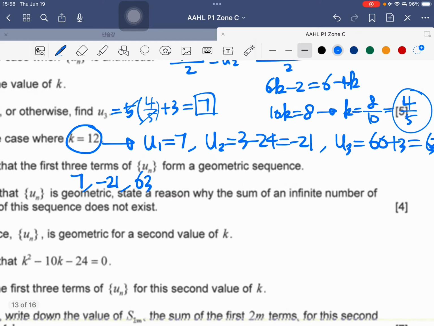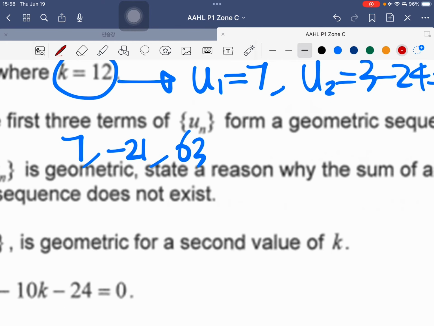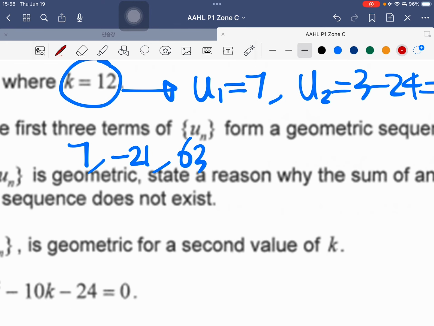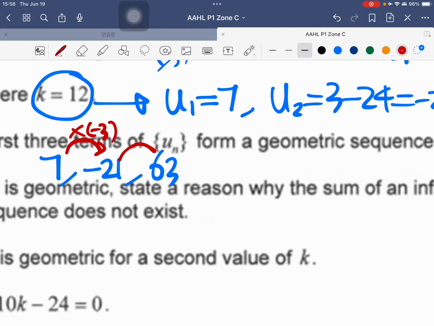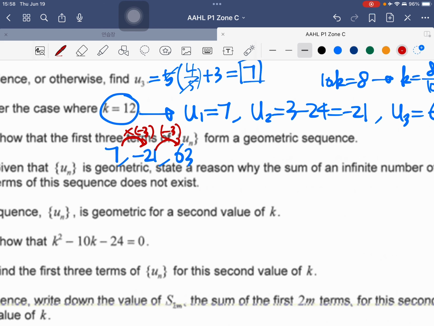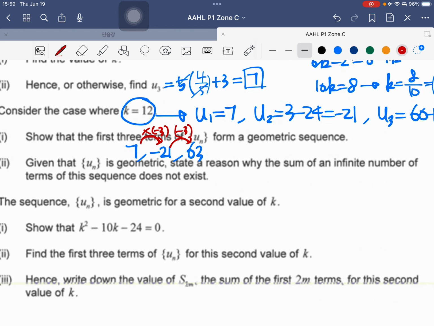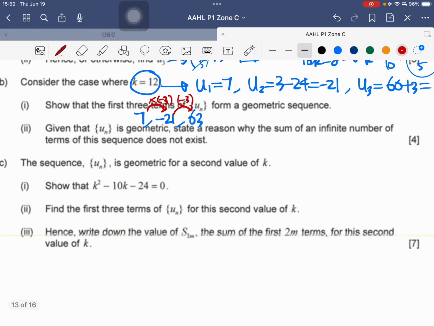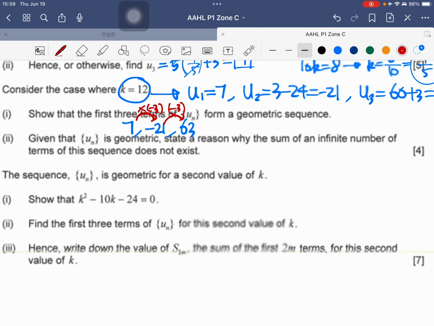As you see, this is a geometric sequence with initial value of 7. u1 is 7, and the ratio is negative 3. 7 times negative 3 is minus 21. Minus 21 times minus 3 is 63. So I have shown that.